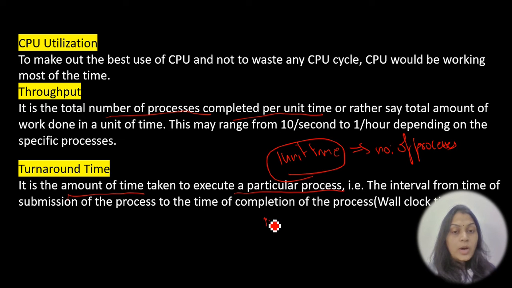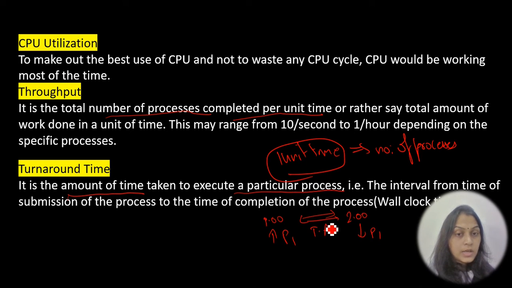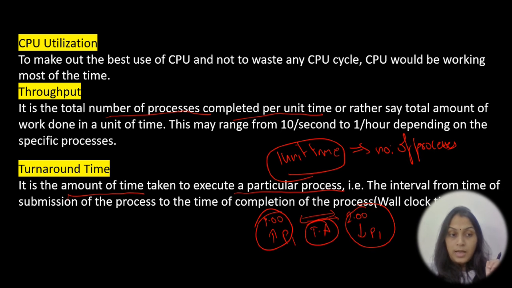Suppose at 1 o'clock one process has entered, and at 2 o'clock that process has completed its execution. So this time interval you call the turnaround time. The interval from the start of the submission, at 1 o'clock, to the completion time, which is 2 o'clock. So in between it's a time interval. That time interval you call the turnaround time.